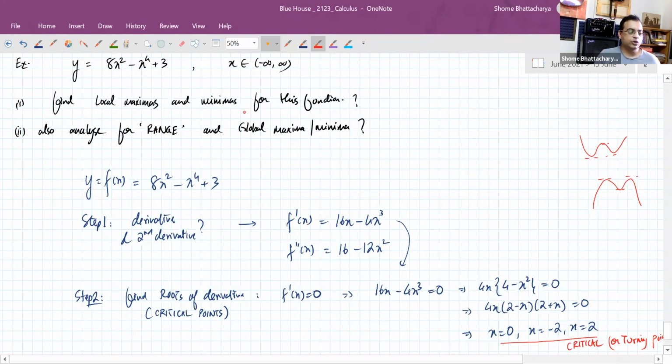So step 3 is what we call the second derivative test. We'll analyze the second derivative at each of these critical points, 0, minus 2, and plus 2. In fact, we can even label them x1, x2, and x3. We have 3 critical points. So these are the roots of this equation: roots of 16x minus 4x cubed are x1, x2, and x3.